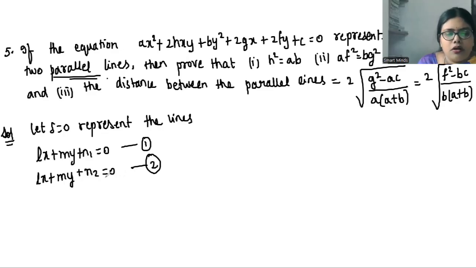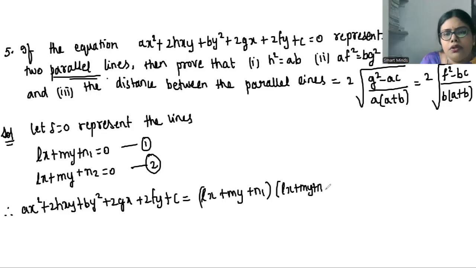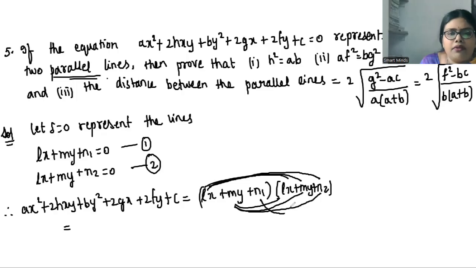Constant will change. Okay. Now therefore, ax square plus 2hxy plus by square plus 2gx plus 2fy plus c is equal to product of these two lines, Lx plus my plus n1 into Lx plus my plus n2. Now we will multiply these two brackets. First term multiply with the whole bracket, like all the 3 terms. Then second term you multiply with all the 3 terms. Then third term you multiply with all the 3 terms. This is the way we multiply two brackets.